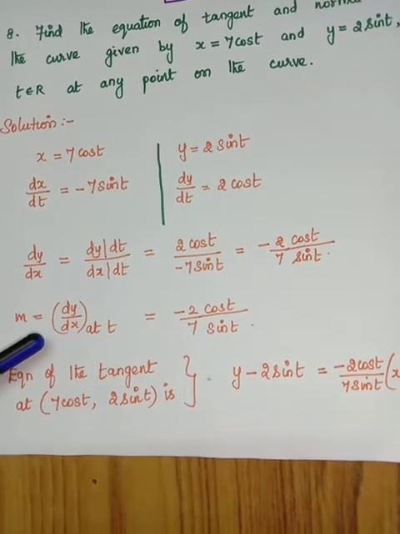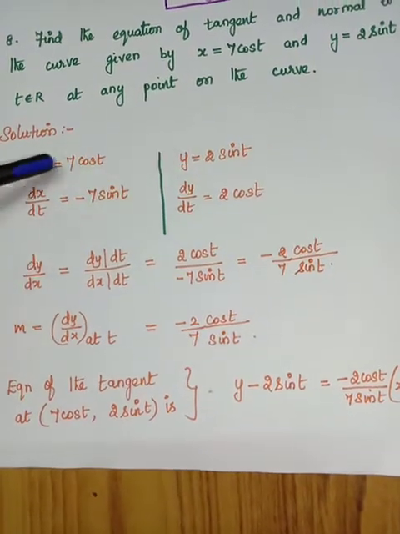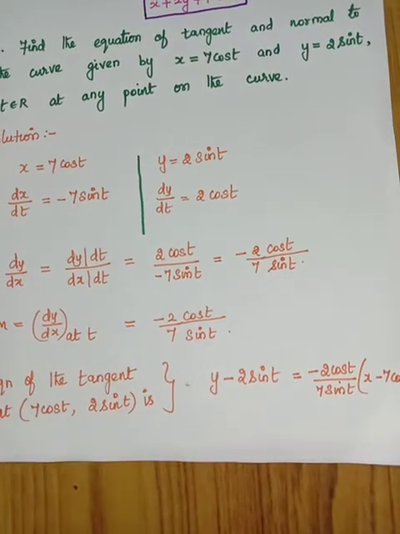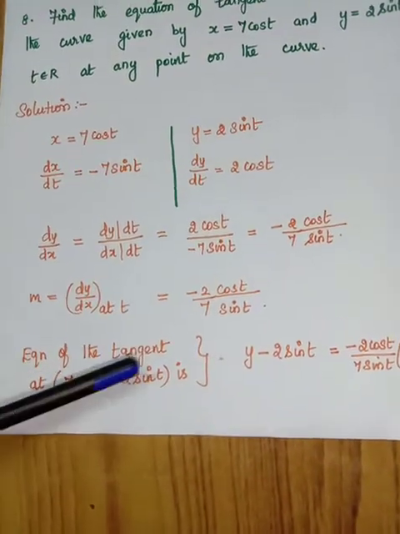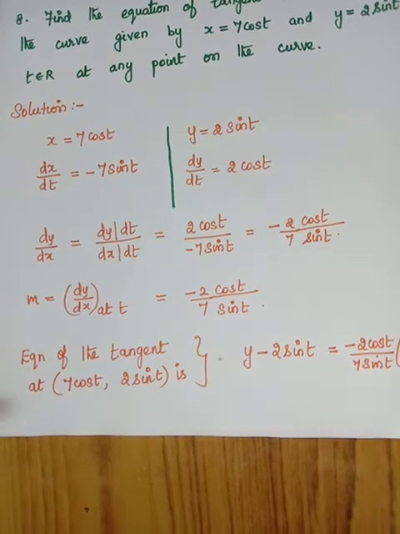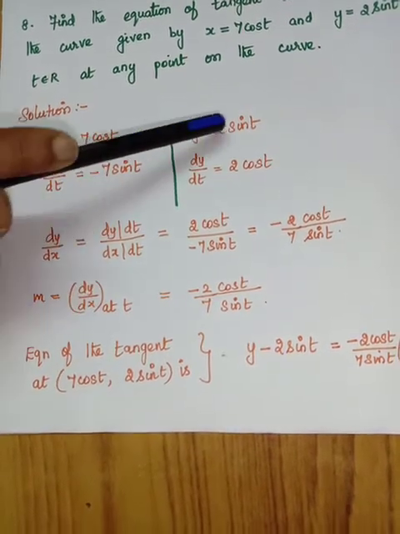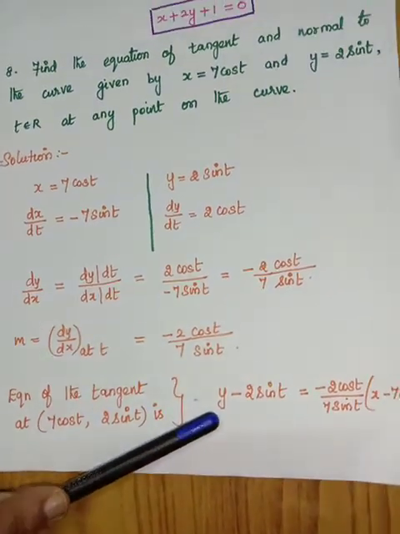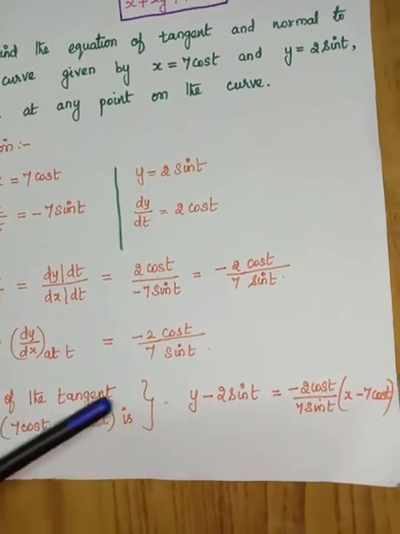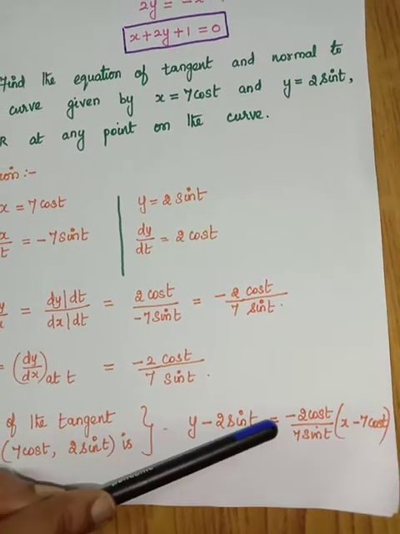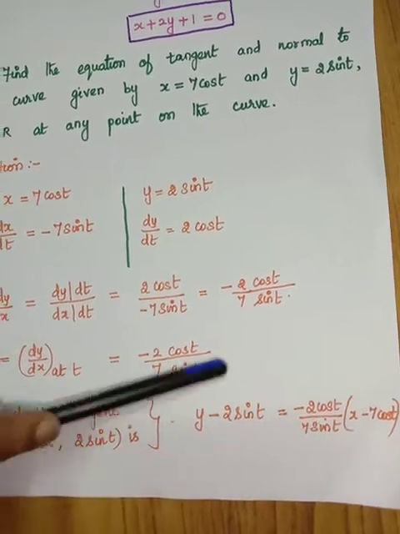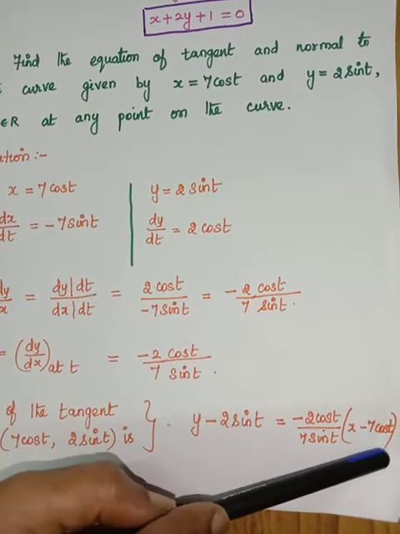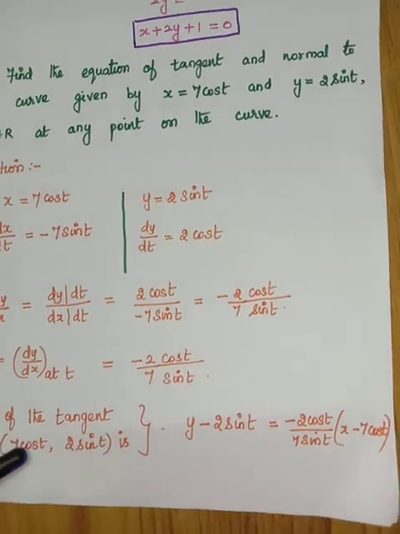Here the point is (x1, y1). x and y are in terms of t, so I have written it at t. Now, we are moving to the equation of the tangent at (x1, y1). So, this is your x1 and this is your y1. Using the formula y - y1, what is y1? 2 sin t, equal to m, your m is this one, which I have substituted here, into x - x1. In the place of x1, you have 7 cos t.